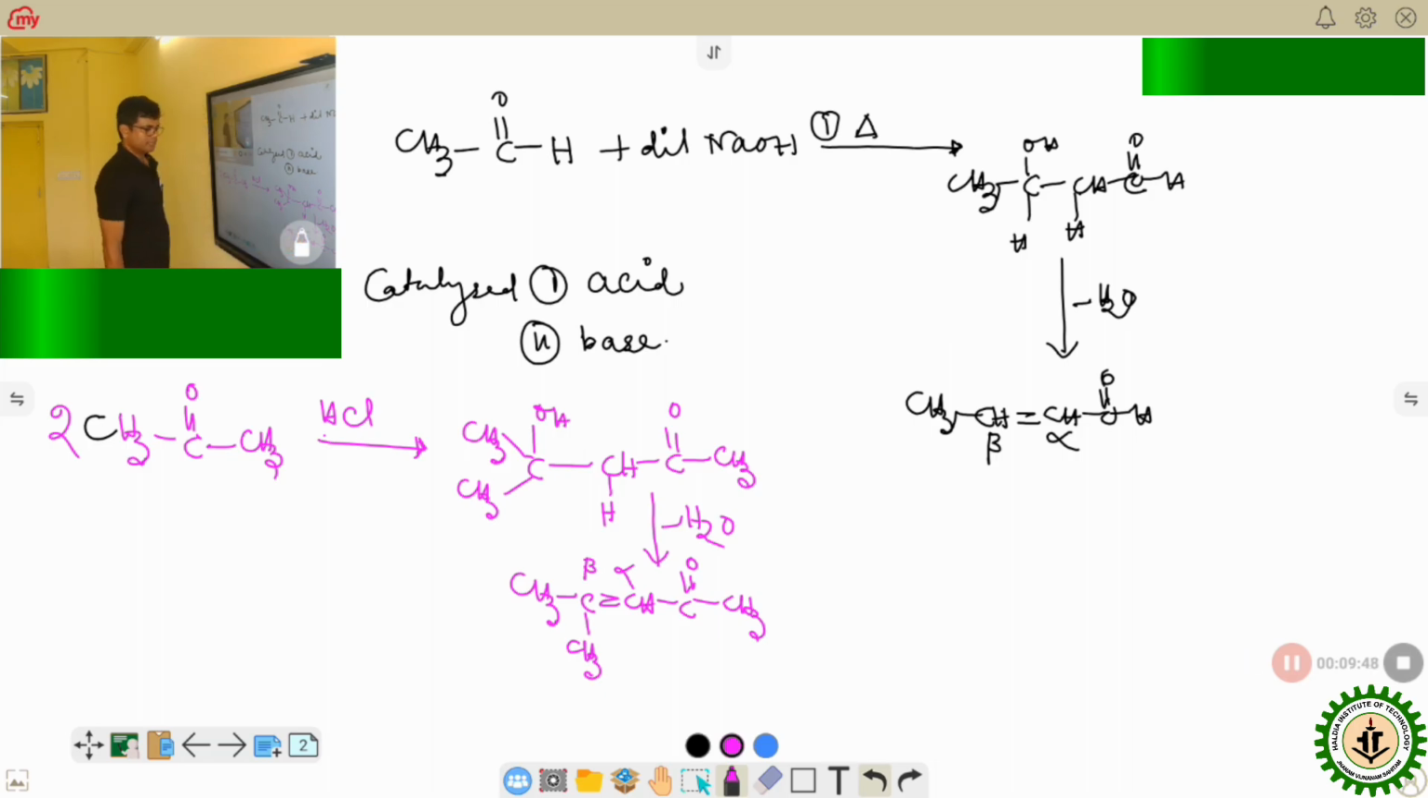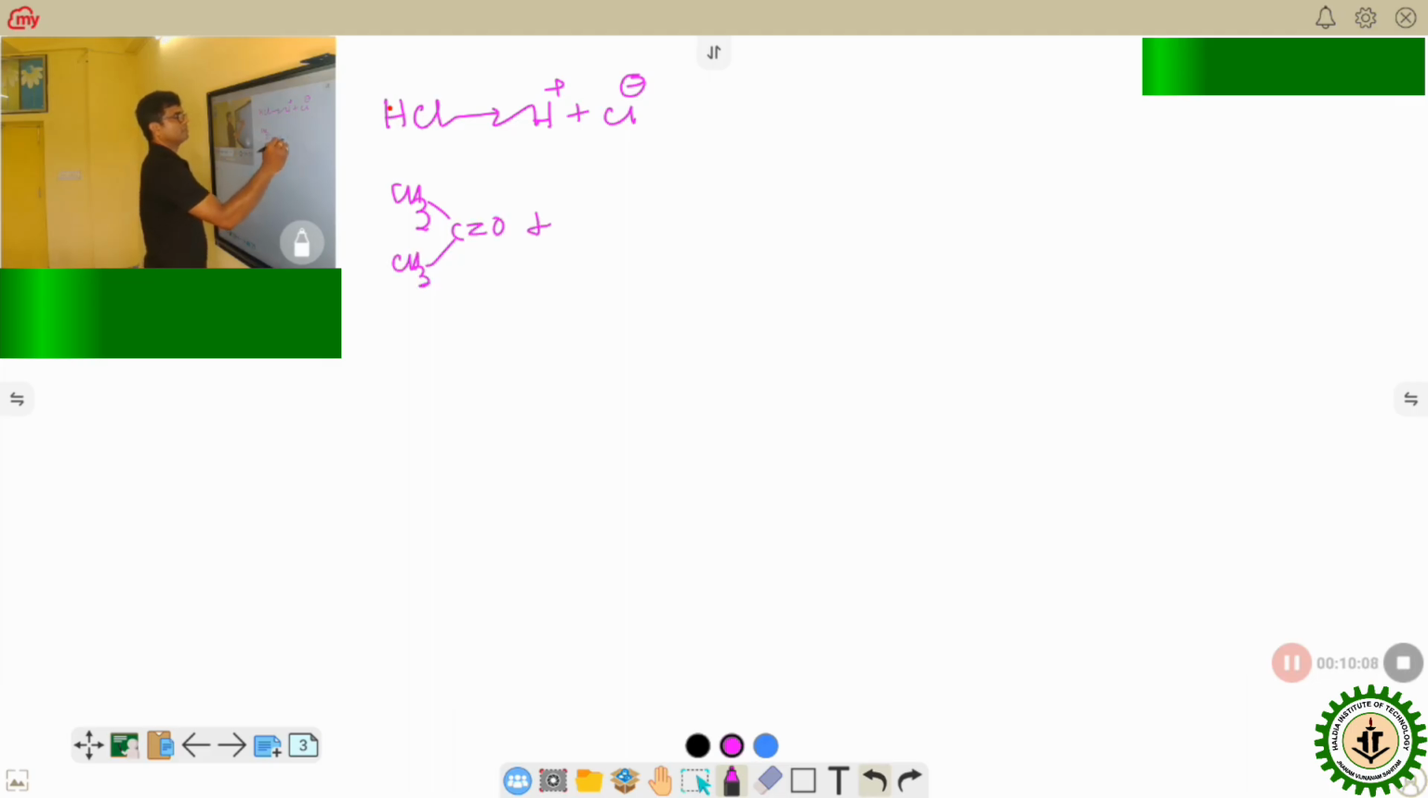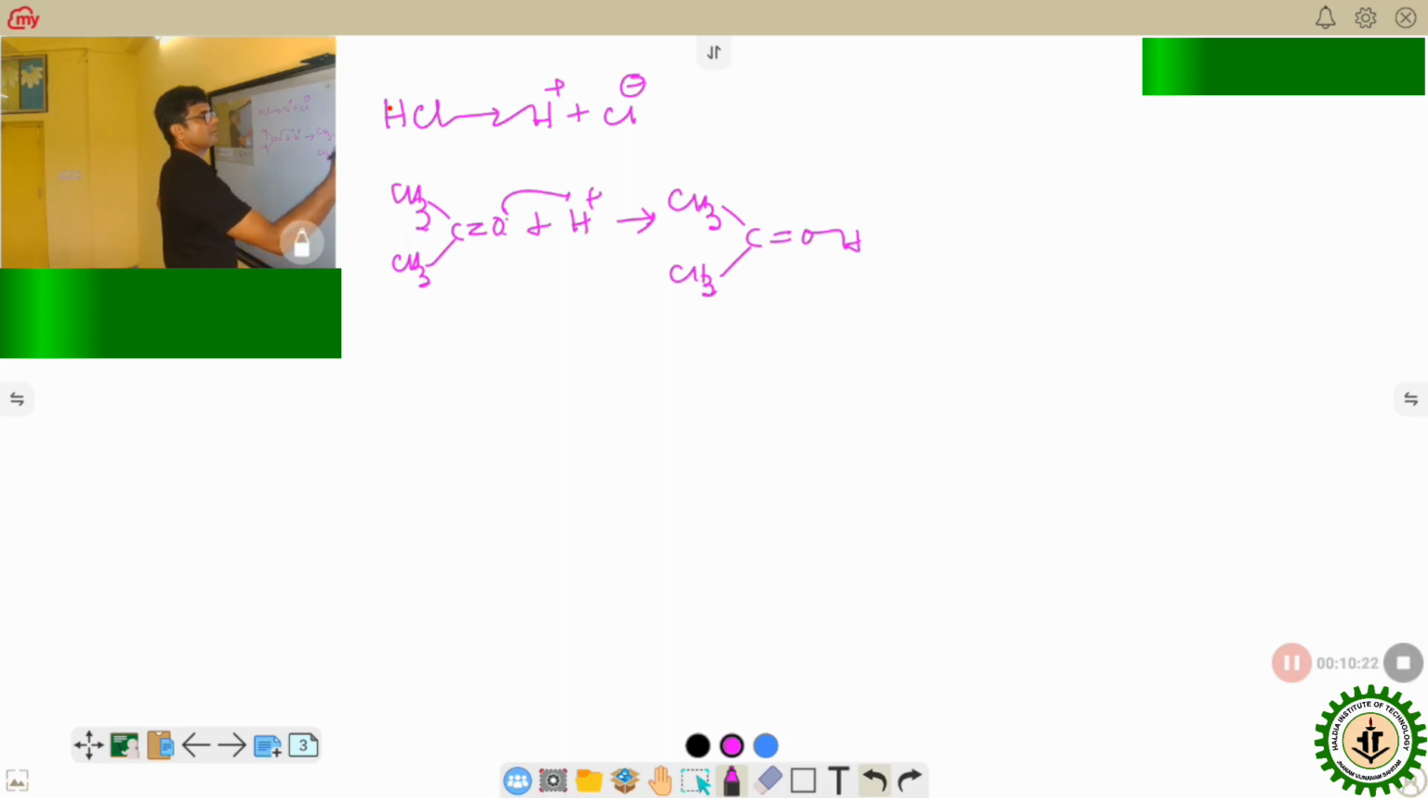Now what is the mechanism of this reaction? The mechanism of this reaction is that HCl, strong acid, will give up H plus and Cl minus. Now, if I take the ketone as a substrate, first protonation will be done on this oxygen atom to form this complex. During this formation of complex, the electrophilicity of this carbon will be increased.